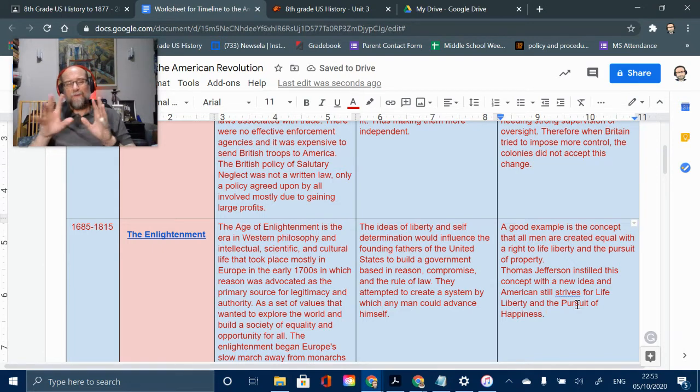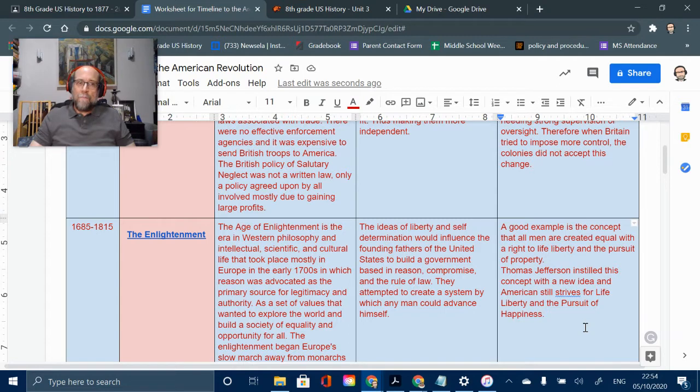I also want to take a side note here about the difference between life, liberty, and the pursuit of property versus life, liberty, and the pursuit of happiness. A lot of people cite the fact that Thomas Jefferson didn't put property into that because he was a large property owner and he was afraid that he might have to give up some of his property so that others might have property. So it's kind of considered a short change on the idea.